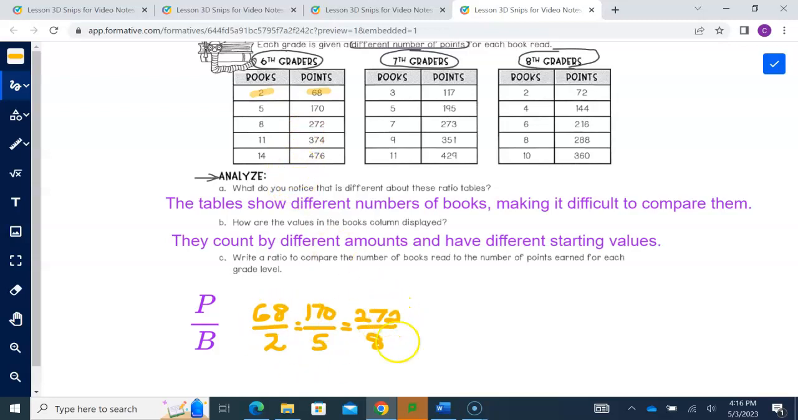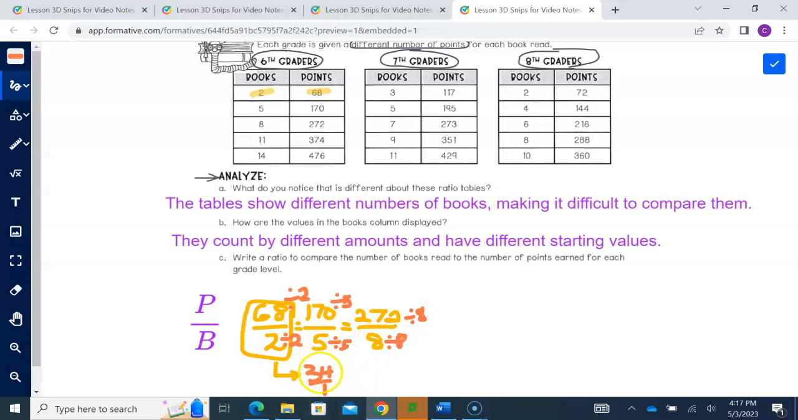So if I reduce this fraction, I can divide by 2 in the top and the bottom, because they have a common factor of 2. And what I find out, that scale factor is 2 here, is I end up at 34 points to 1 book. And if you reduce this fraction, scale it down by 5, you also get 34 to 1. And this one, scale down by 8, and you get 34 to 1.